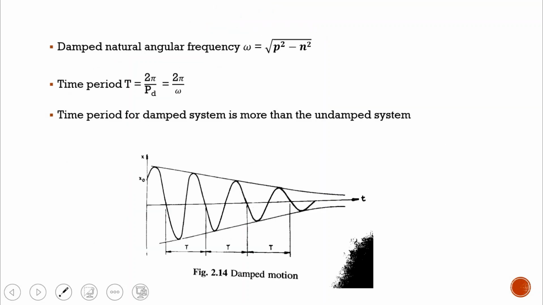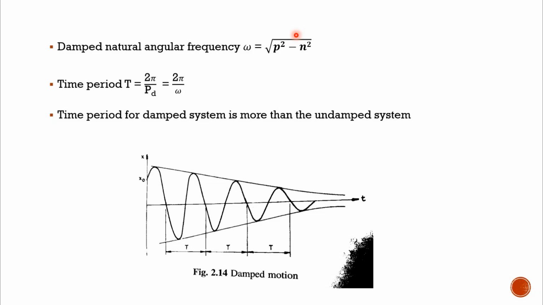Now you must know that the natural angular frequency omega is equal to root of p square minus n square, and the time period is 2 pi by omega, or 2 pi by root p square minus n square. Usually we use these values for the problem. That's why I mentioned it here.